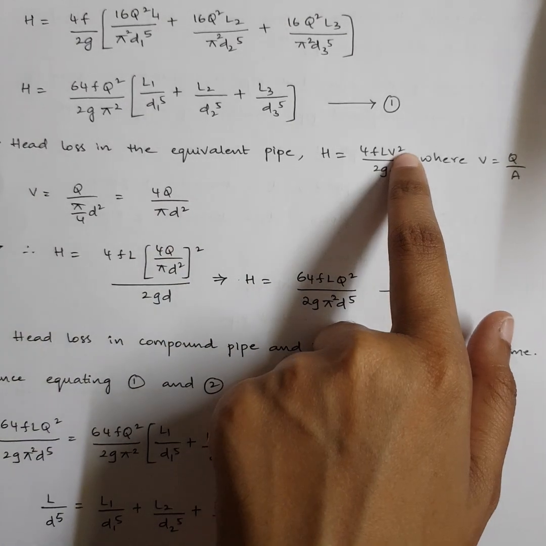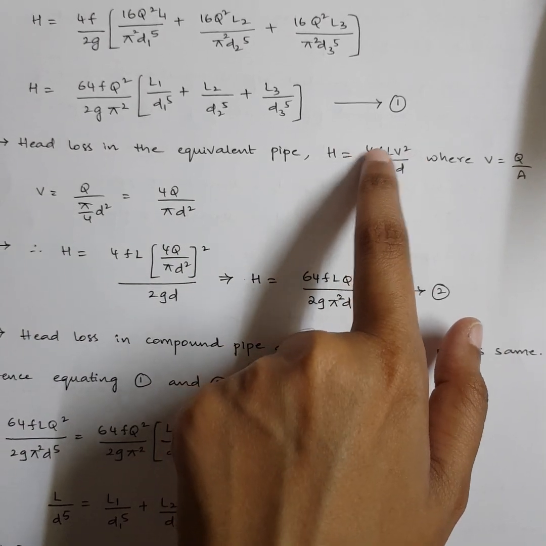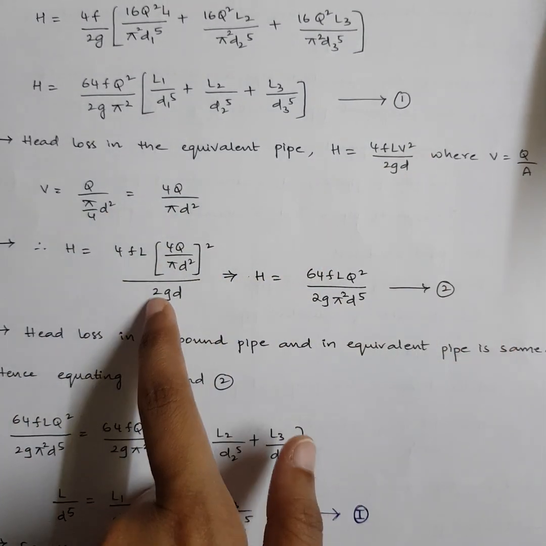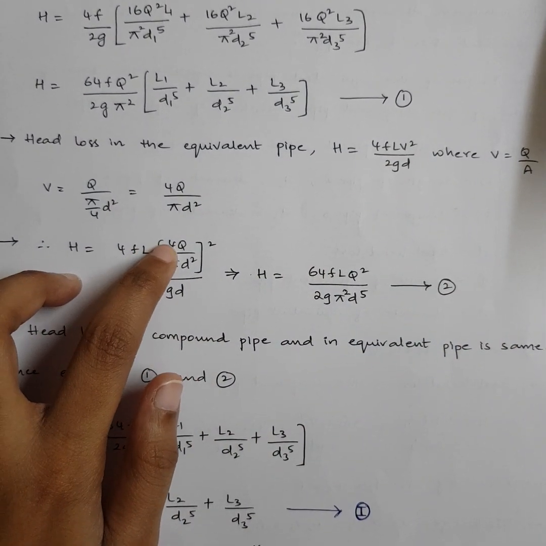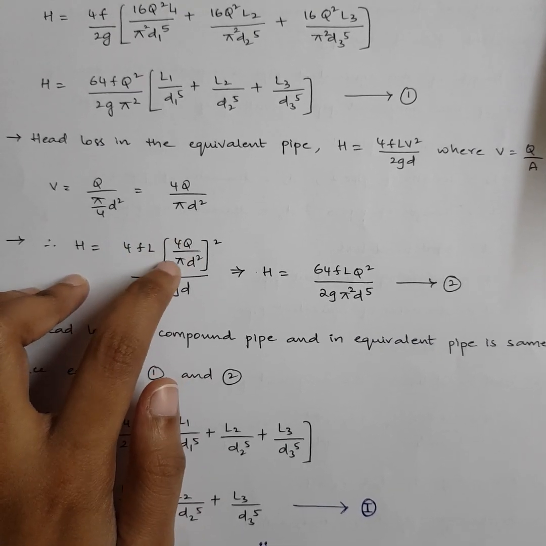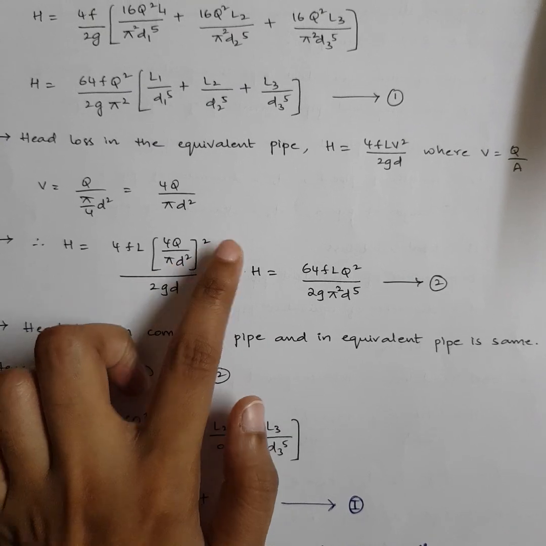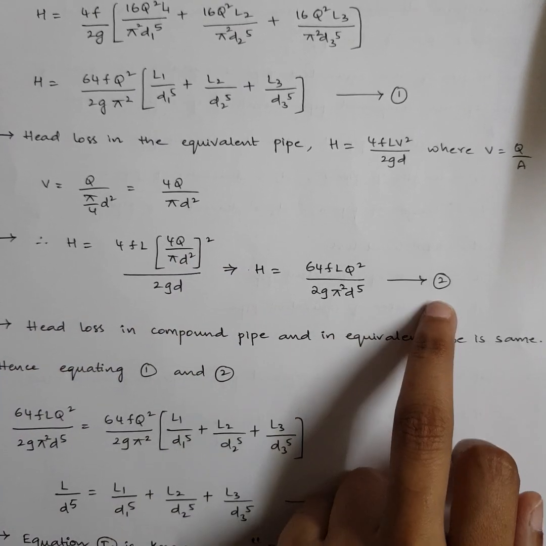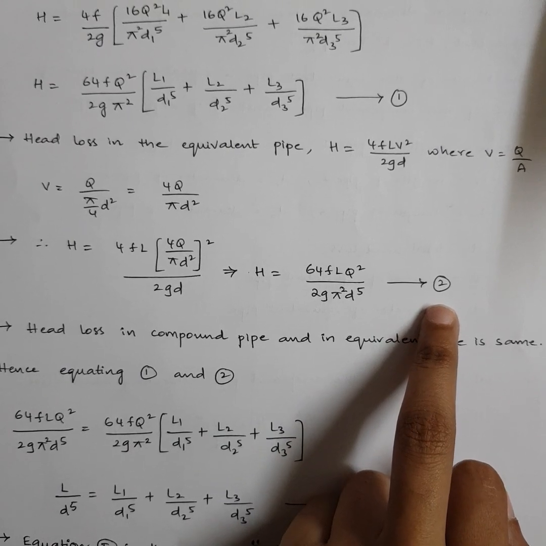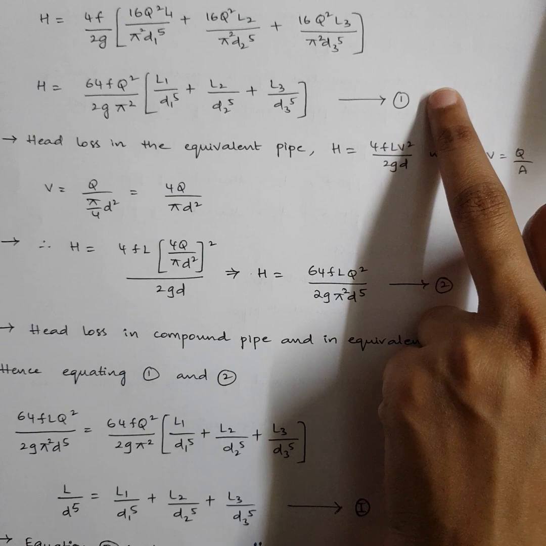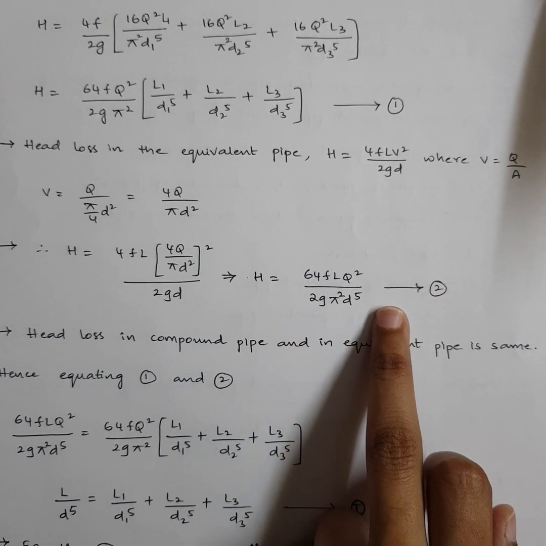So let's substitute V here. H becomes 4fL into, in the place of V, substitute 4Q by pi d square, whole square, by 2gd. So this becomes 64 fL Q square by pi square, and d square whole square is d power 4. There is already another d here, so it becomes d power 5. So equation 2 is nothing but the head loss in the equivalent pipe. Equation 1 represents head loss in the compound pipe, equation 2 represents head loss in the equivalent pipe.